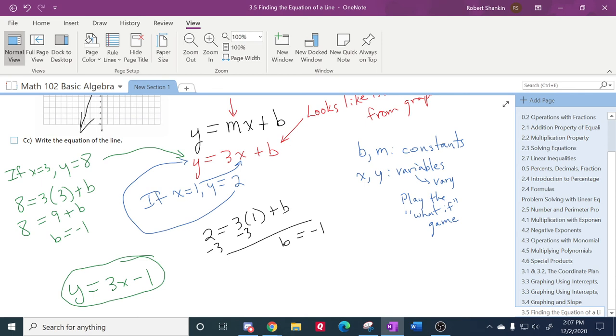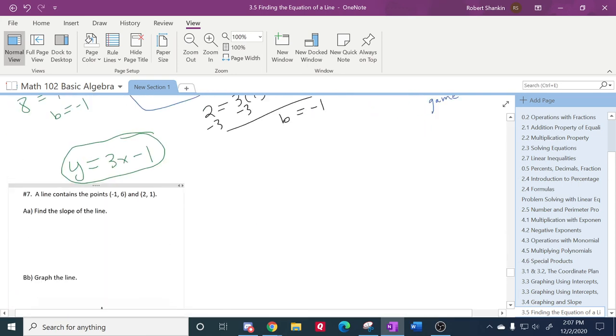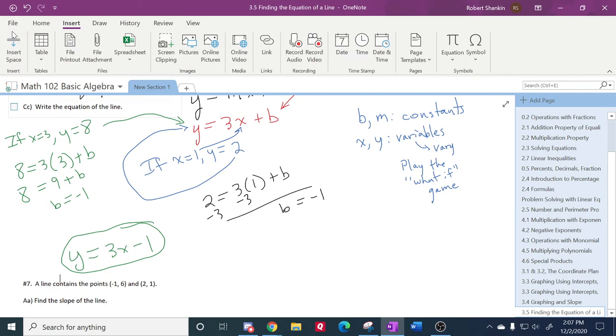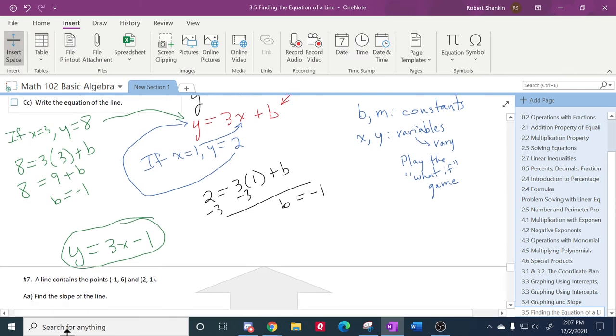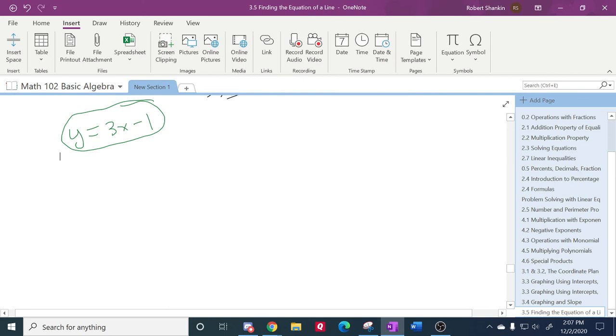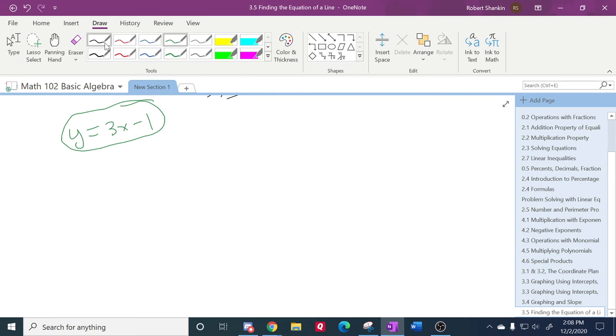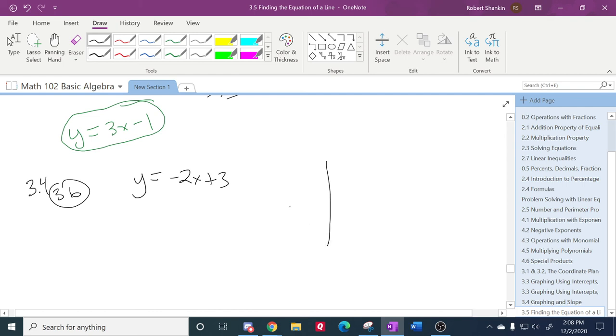says, graph the line y equals -2x plus 3. Now you know how to do that. Okay, let me just insert real quick. Even though I know how to do that, I just want to make sure that I am correct. You bet. That's a good idea. Yeah. So this is 3.4, number 36. Y equals -2x plus 3. They tell us to graph that.